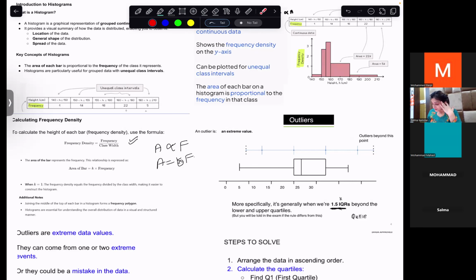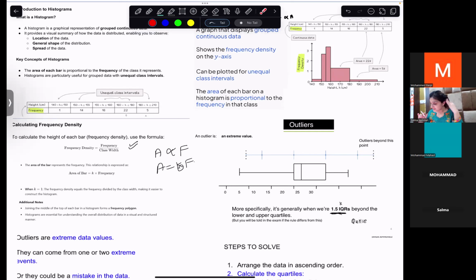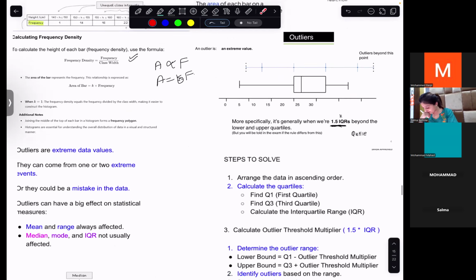Okay, fine. So this is all about histograms. And if you want to plot a frequency polygon, you just take the midpoints and plot it. Am I correct?